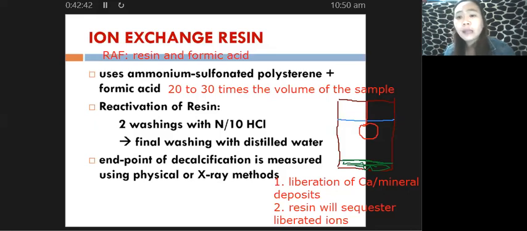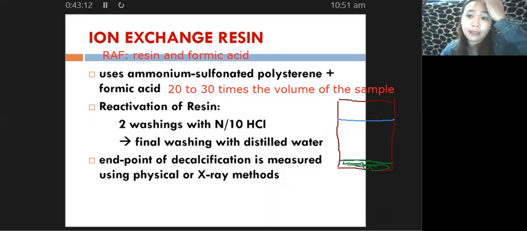Just like what I have mentioned, the one that loses its effectiveness in your RAF is your resin. And so in the laboratory there is a procedure that we can perform in order to reactivate the resin that is utilized for RAF. And what is that? You have to wash your resin in N over 10.